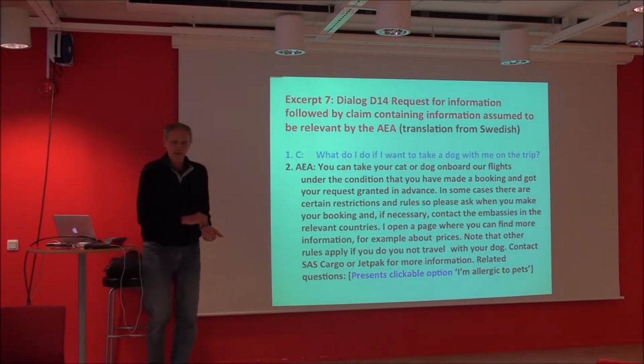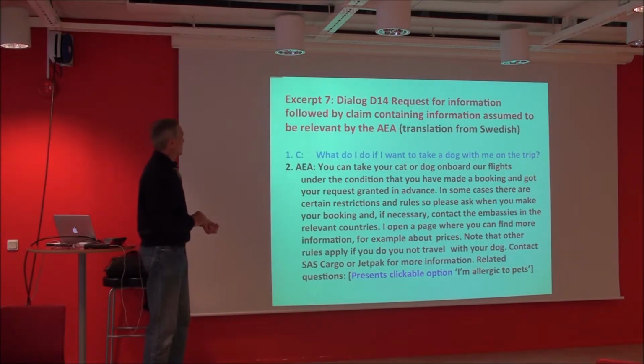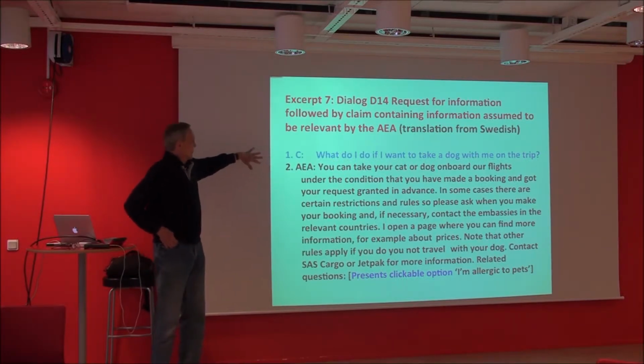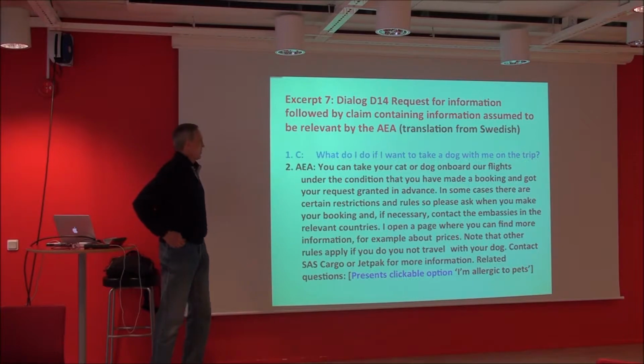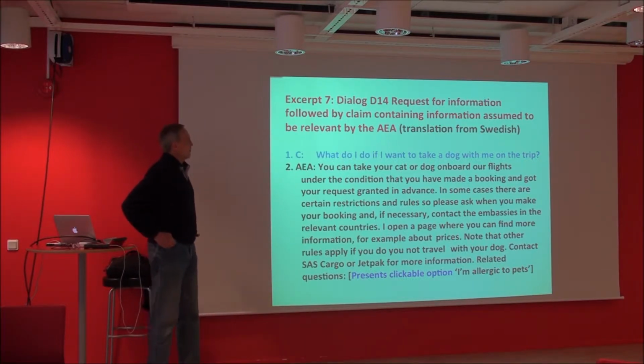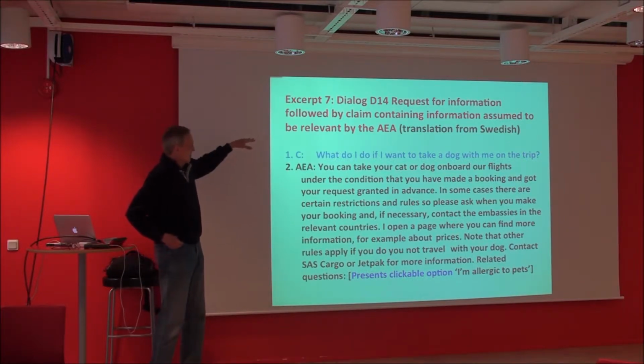And now we go back to the artificial agent. Here is a request for information from the customer, followed by a claim containing information assumed to be relevant to the customer by the agent. What do I do if I want to take a dog with me on the trip? So you get a long answer. You can take your cat or dog on board our flights under the condition that you have made a booking and got your request granted in advance.